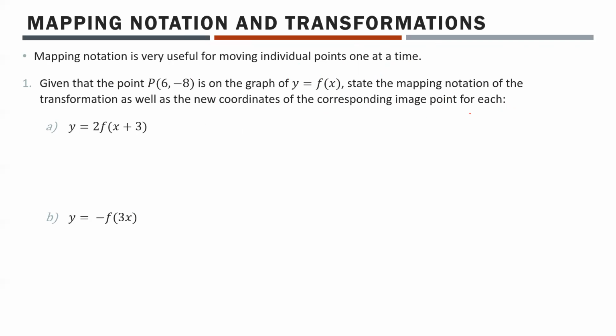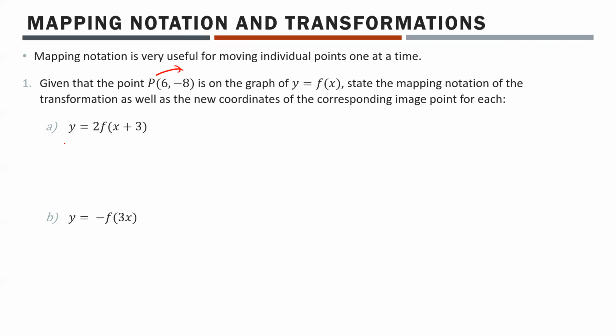corresponding image point for each, right? So by corresponding image point, I mean we're moving point P somewhere else using whatever's happening here. Well, let's think about what's happening here. This one first, y equals 2f(x plus 3). Think about it in words, what's happening to this. It's a vertical stretch by 2, and we're moving it left 3.